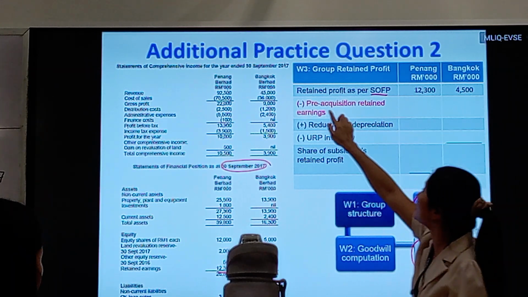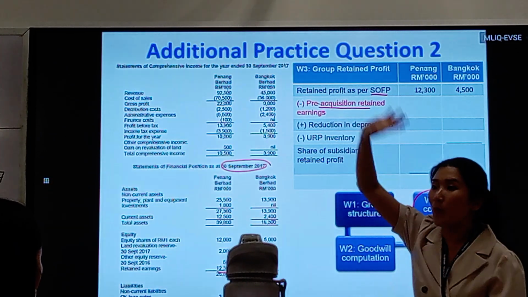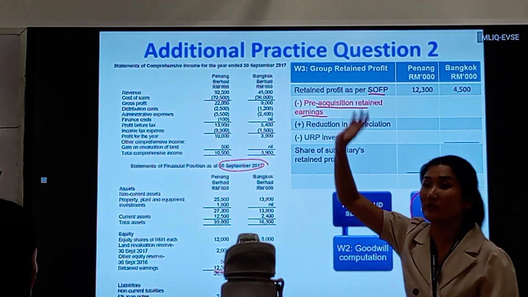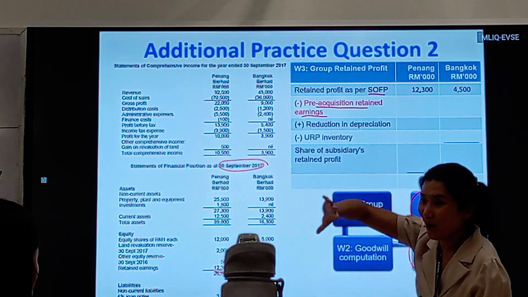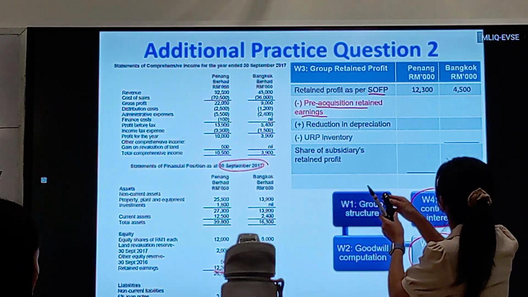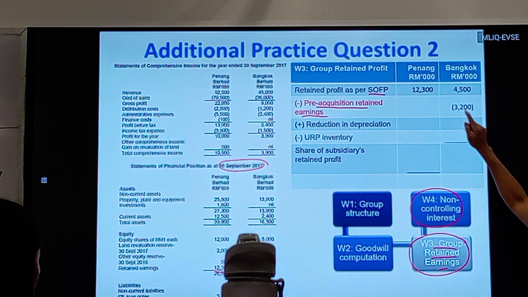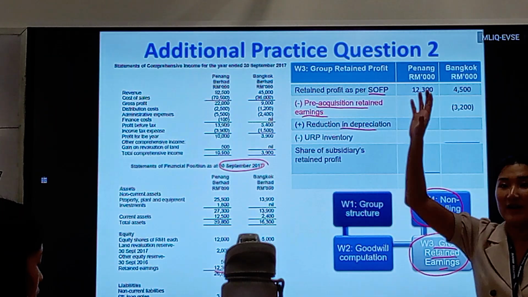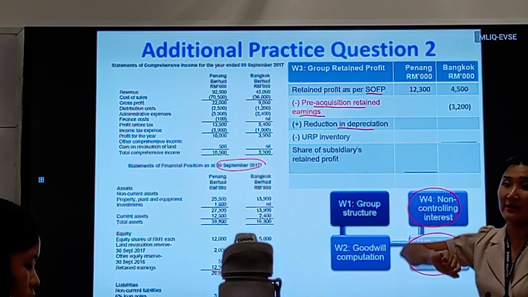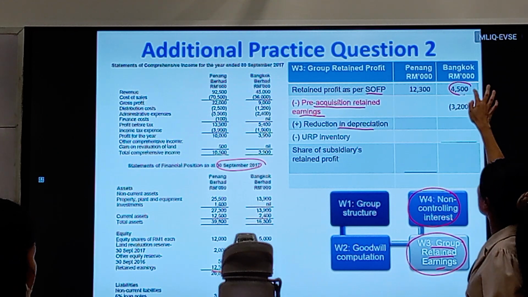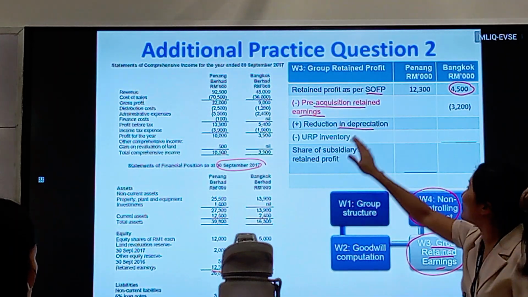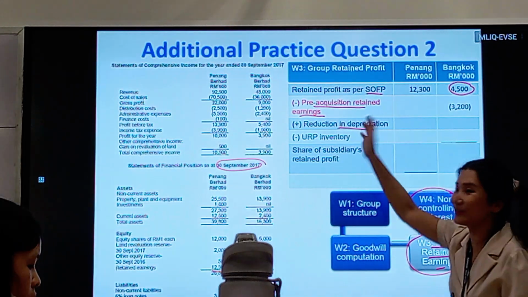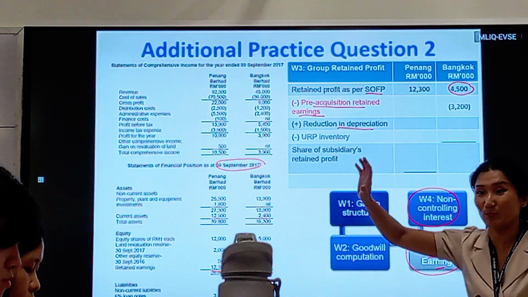So the first adjustment you need to do is we do not want all the pre-acquisition retained earnings, because this one is the whole total retained earnings, right? Minus out the pre-acquisition retained earnings. So 3.2 million. Take it out. Okay? And then after that, whatever items that affect the profit will affect your retained earnings. Just take note that this 4.5 has not been taken into account. This depreciation has not been taken into account, and those unrealized profit yet.